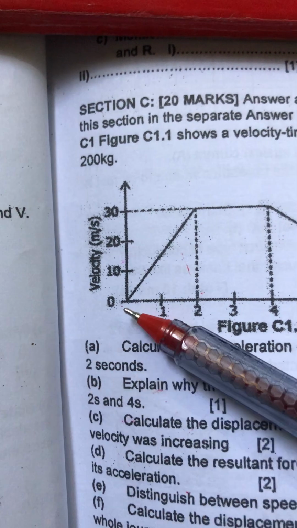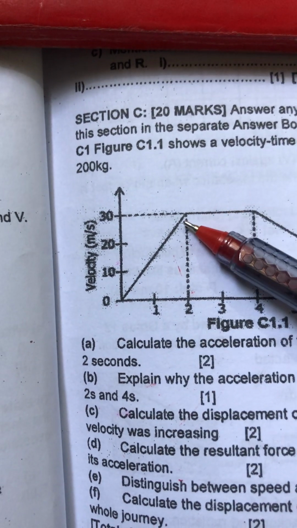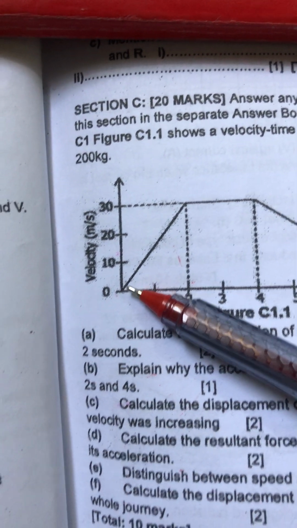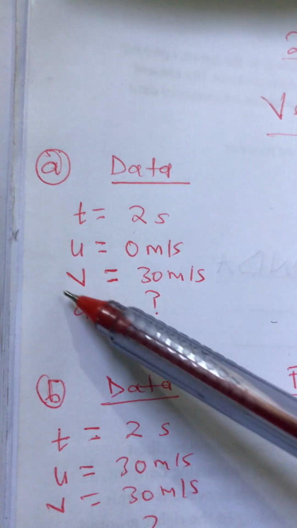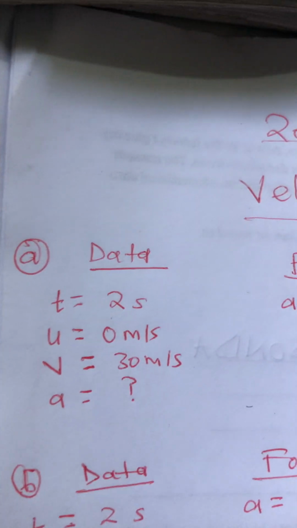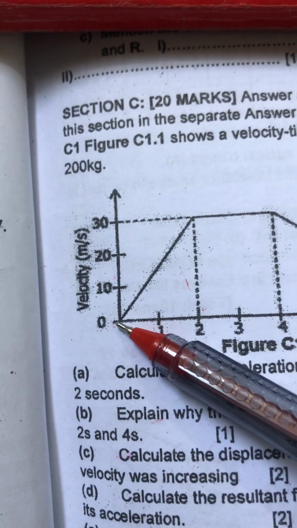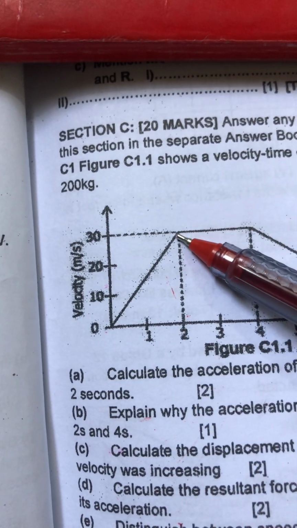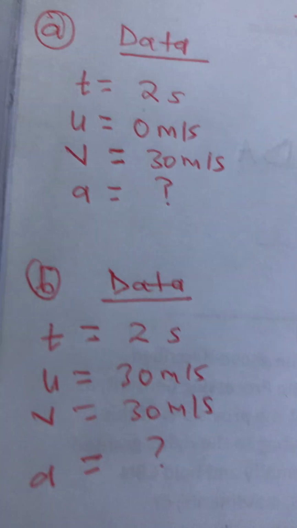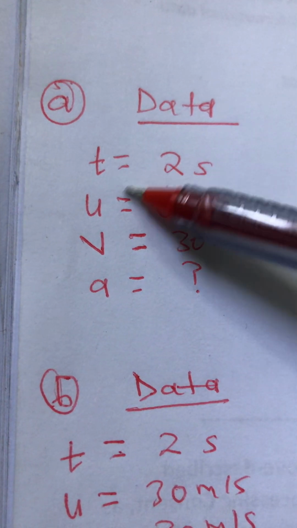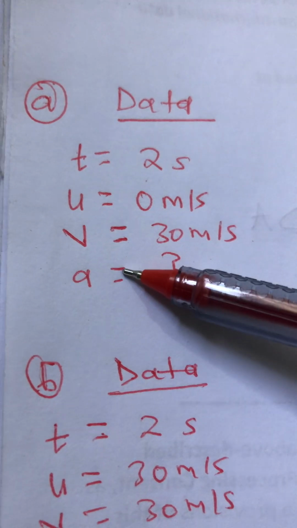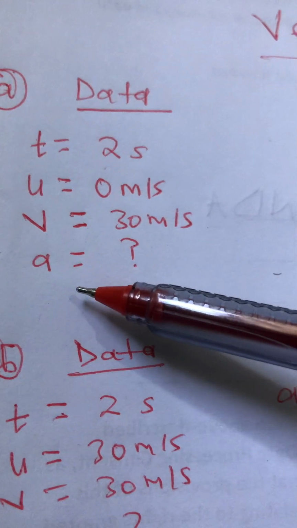We have initial velocity as well as final velocity. The initial velocity is represented by letter U, and the final velocity is represented by letter V. In this case, we have the initial velocity 0 meters per second, and the final velocity, which is 30 meters per second. So this is the data. We have collected the data, and A here simply means the acceleration that we are looking for.